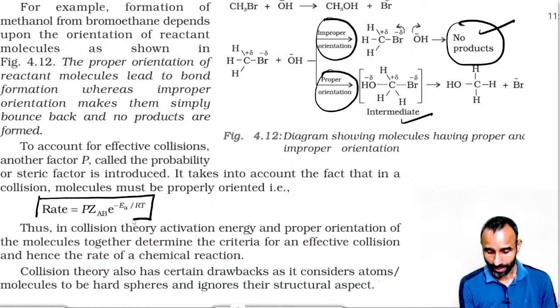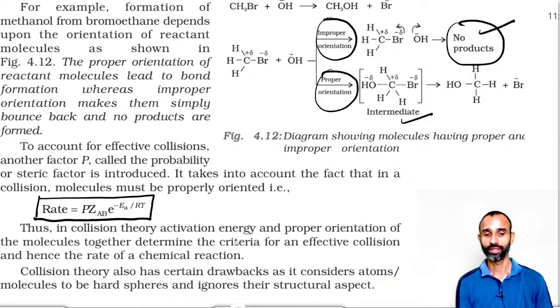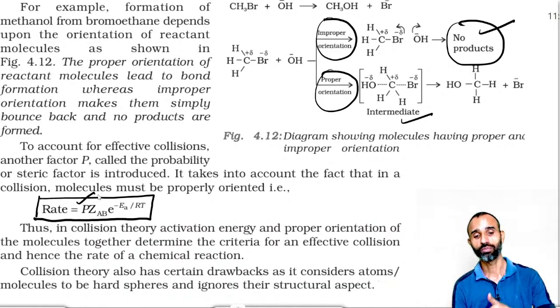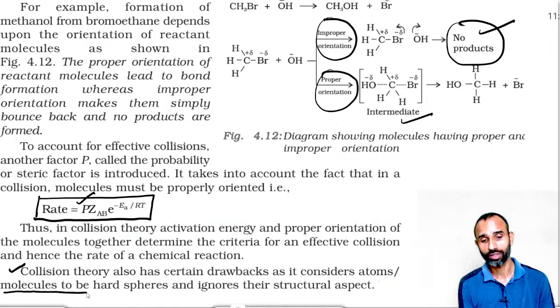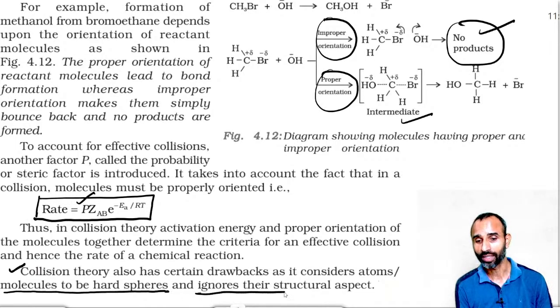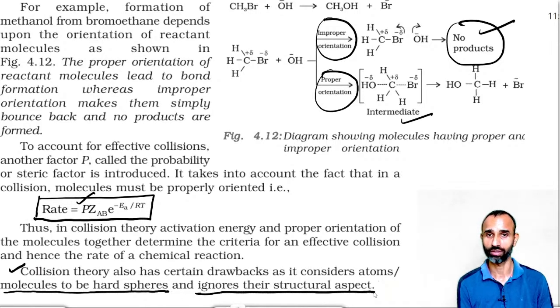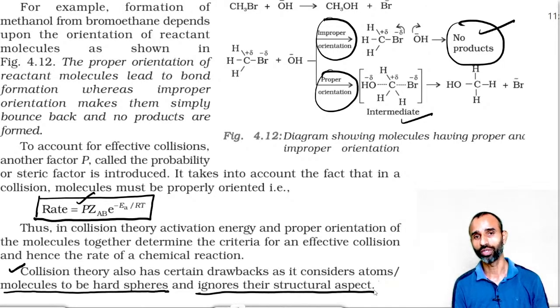So we modify the collision theory by multiplying it with P, that is the steric factor or probability factor, meaning the probability of the molecules to have proper orientation. And what is the limitation of collision theory? The main drawback is that molecules are considered as hard spheres and it ignores their structural effect. That is the limitation of the collision theory.